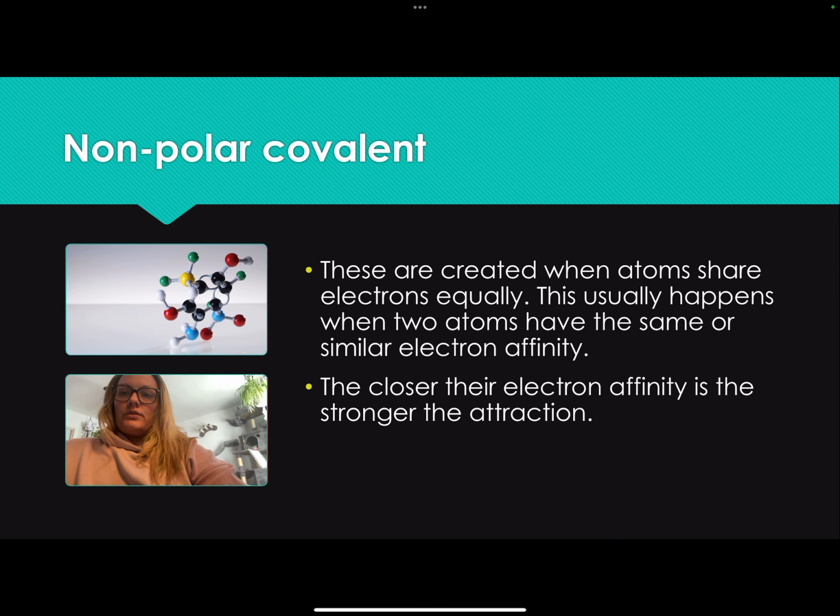Non-polar covalent bonds. These are created when atoms share electrons equally. This usually happens when two atoms have the same or similar electron affinity. The closer their electron affinity is, the stronger the attraction.